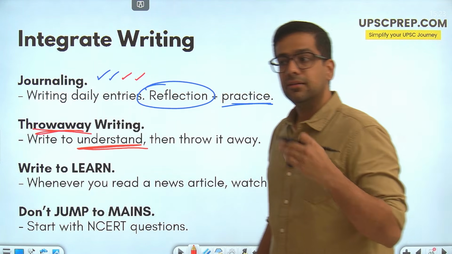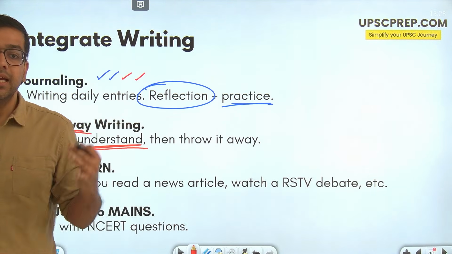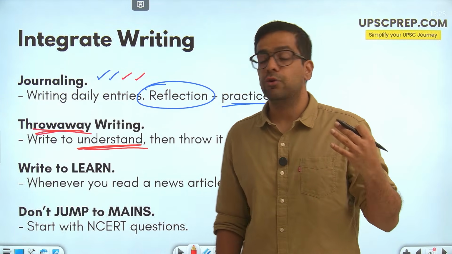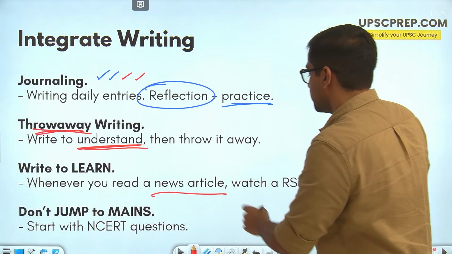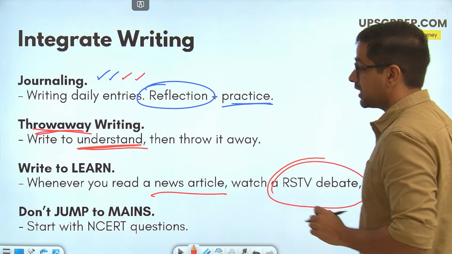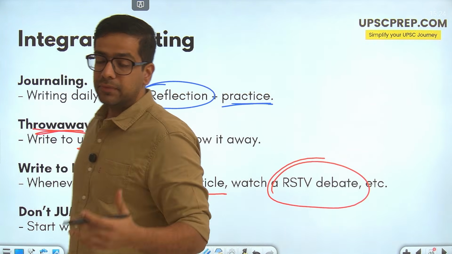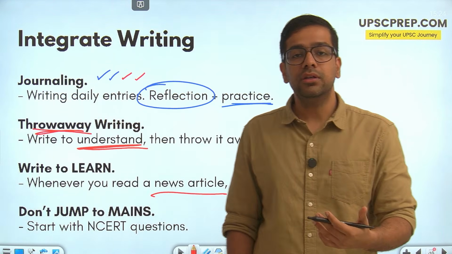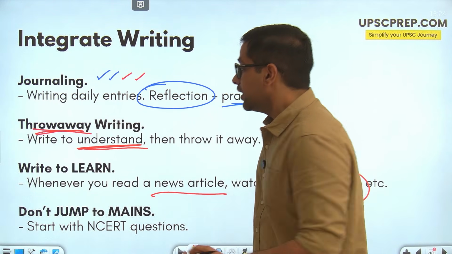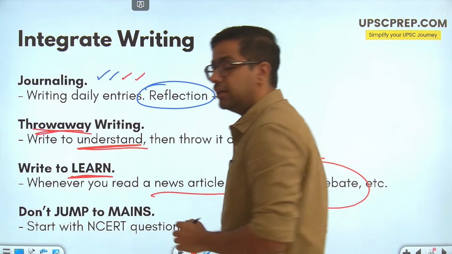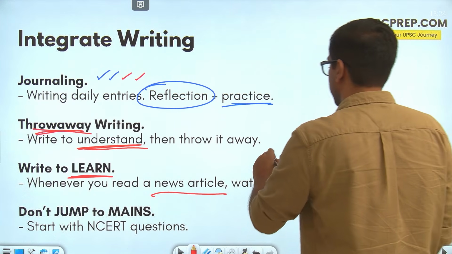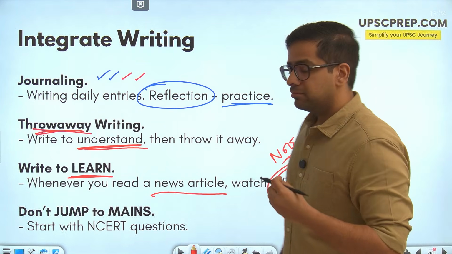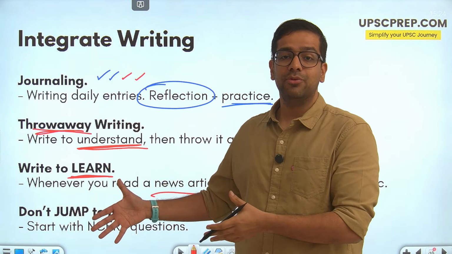Then comes the third part, which is writing to learn. This is where you're making your notes. This is where you're making your notes for GS. This is where you're making your notes for newspapers. If you're watching any Rajya Sabha TV debates, or any podcasts on policy, a lot of these things, if you're not noting them down, you will not be able to use them later. So in order to learn, you will have to make some notes, and writing practice will have to happen over here.